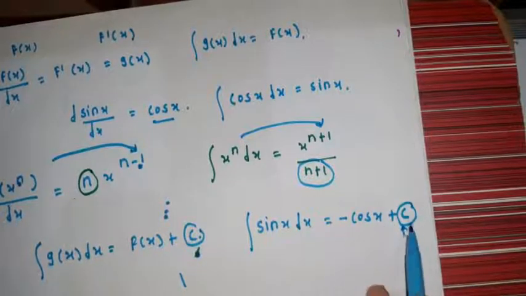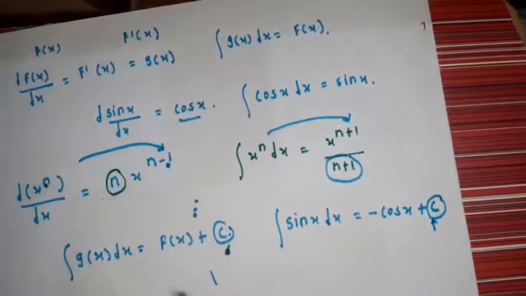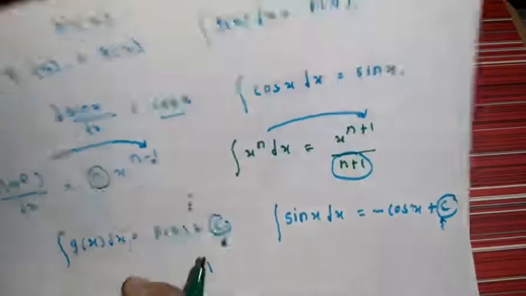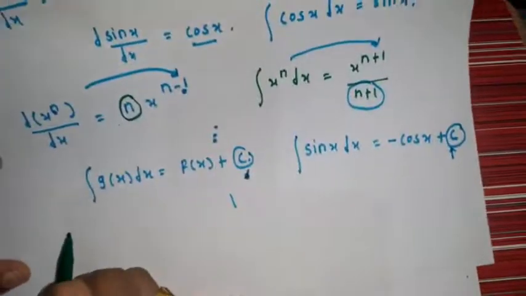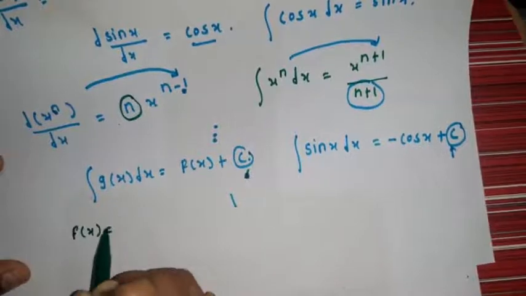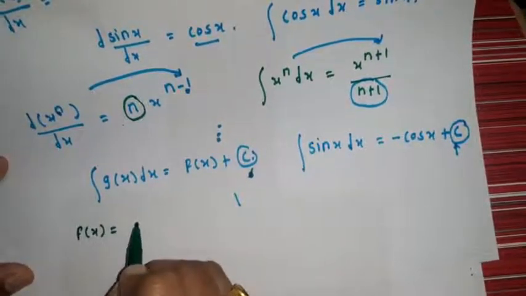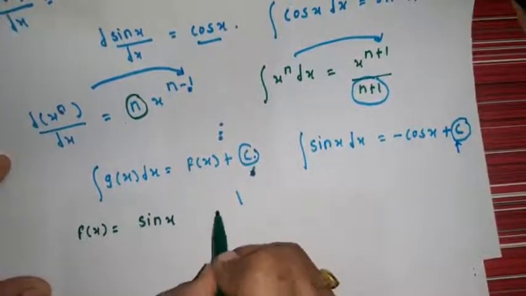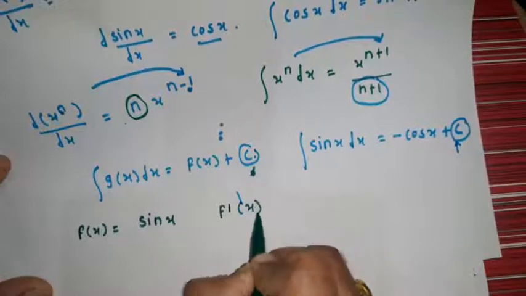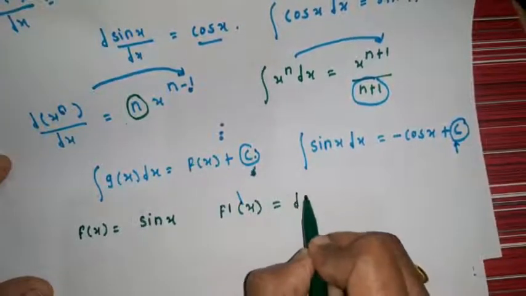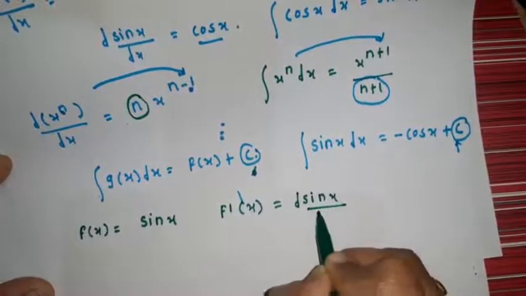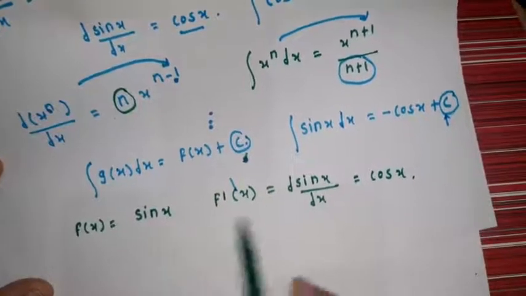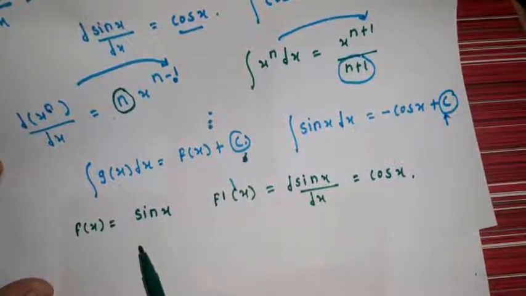Why this constant of integration we have added here? Suppose, students, we have the function f of x equal to sine of x. Then f dash of x equals the differentiation of sine x. Differentiation of sine of x with respect to x is cos x. This is the differentiation of the given function.